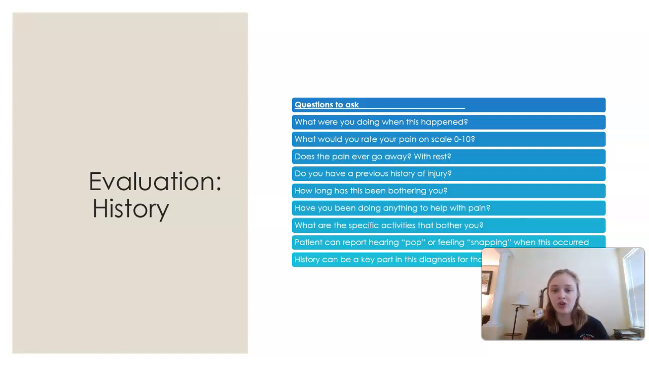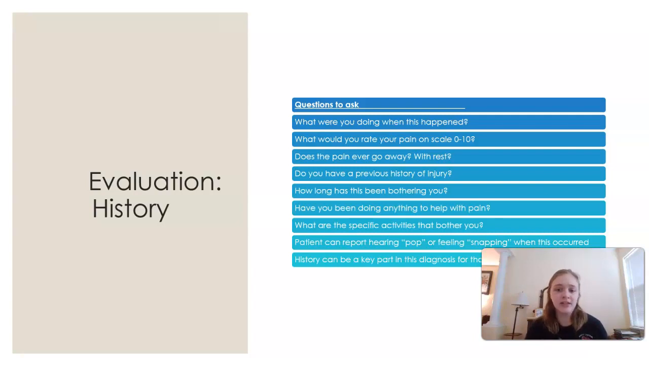We want to make sure we look into the shoes they were wearing and the surface that they were on when this happened, to take a deeper look into things. We also want to ask, of course, about previous history, not only of this type of injury, but any other type of injury. We want to have the patient rate their pain on a scale of 0 to 10, and keep track of that along the process.